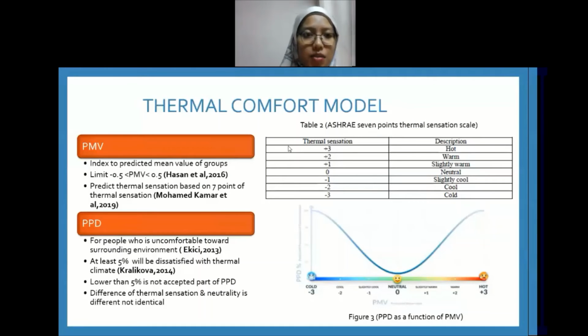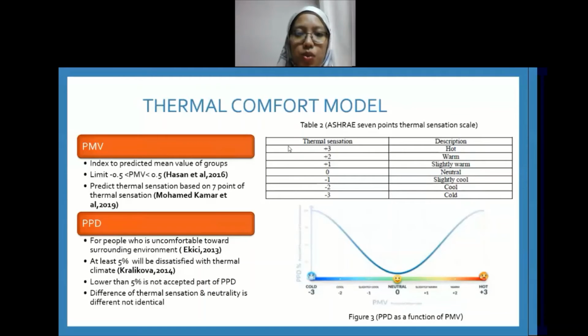There are two types of thermal comfort model, which are PMV and PPD. PMV is an index to predict the mean value of groups, and according to Hassan 2016, the limit of the PMV value needs to be between plus minus 0.5. Moreover, based on Mohammed Kamal 2019, PMV can predict the thermal sensation based on a 7-point thermal sensation scale.